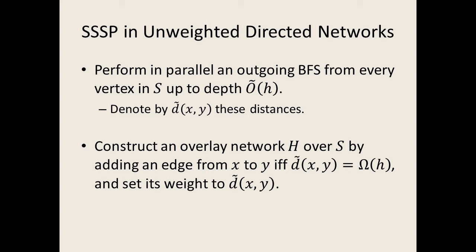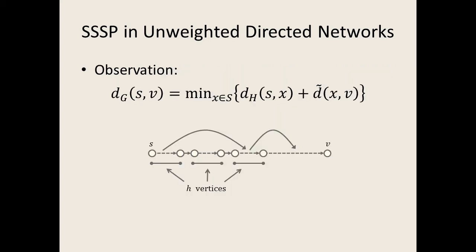Next, we are going to perform in parallel an outgoing BFS from every vertex in S up to roughly depth h. And then we construct an overlay network H over this set S by adding an edge from x to y if their computed distance is at most h. And then we set its weight accordingly. The main observation here is that the distance of every vertex V from the source S is equal to the minimum of this set of values.